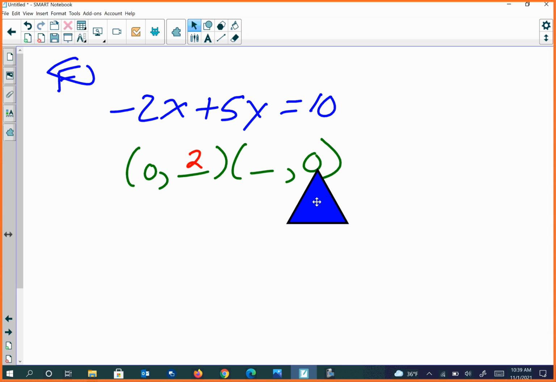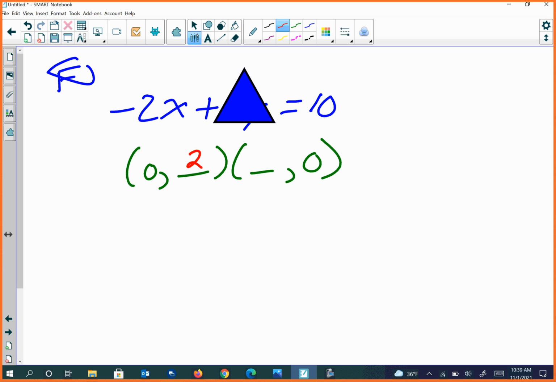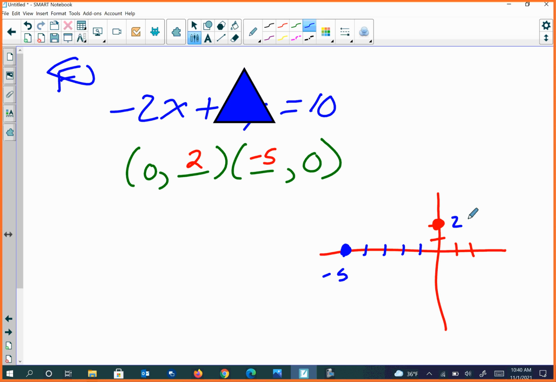Is that 0 an X or a Y value? Y. So negative 2 times what number gives me negative 10? Positive 10. Negative 5, good. Negative 2 times negative 5 is positive 10. Very good. So then, if you wanted to find the slope, let's see, 0, 2 is like here. Our 0, 2 is here. And then negative 5, 0 is here. Okay, so I do have enough information to graph this line.